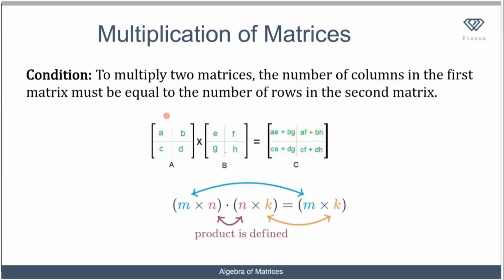As in this example, you have what? 2 columns in the first matrix and you have 2 rows in the second matrix, and since they are equal, you can multiply these matrices together.